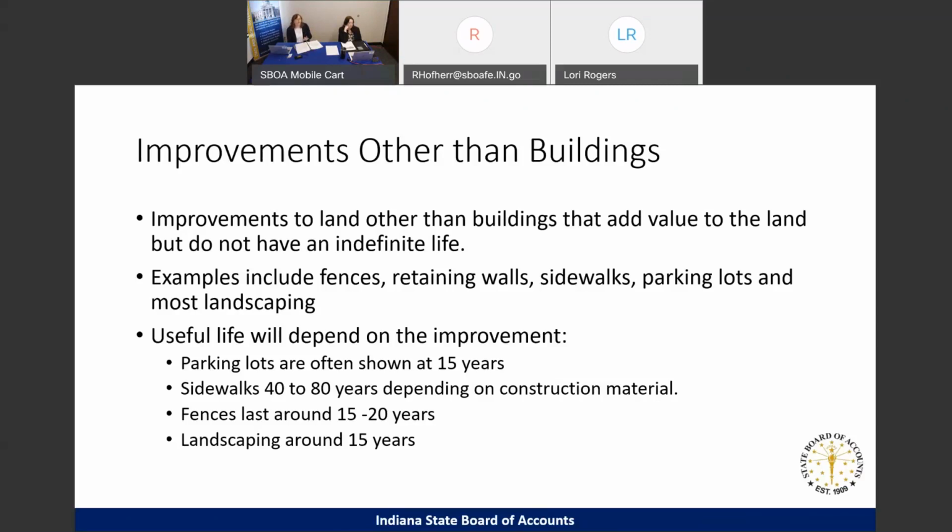Based on the history, if you talk to your park people, you get a better idea of how long your park improvements are lasting. Fences, talk to your street people about sidewalks, all of that information can factor into that. And again, as long as it's reasonable, we're going to go with it.